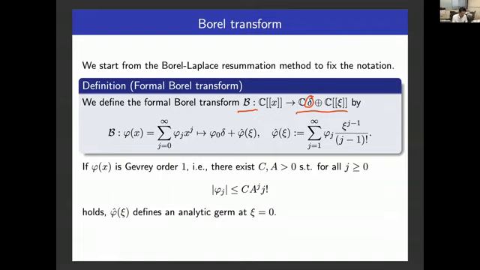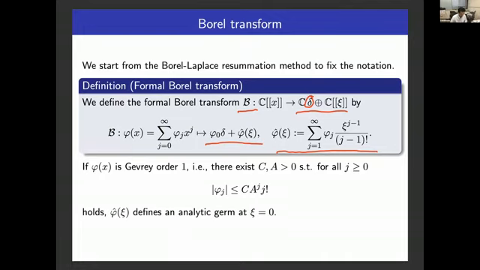By applying the Borel transform, we write in this way. φ_0 is the constant term of the formal series φ(x), and φ-hat(ξ) is the Borel transform of the remainder part. φ-hat(ξ) is defined in this way as usual, by dividing each coefficient by (j minus 1) factorial.